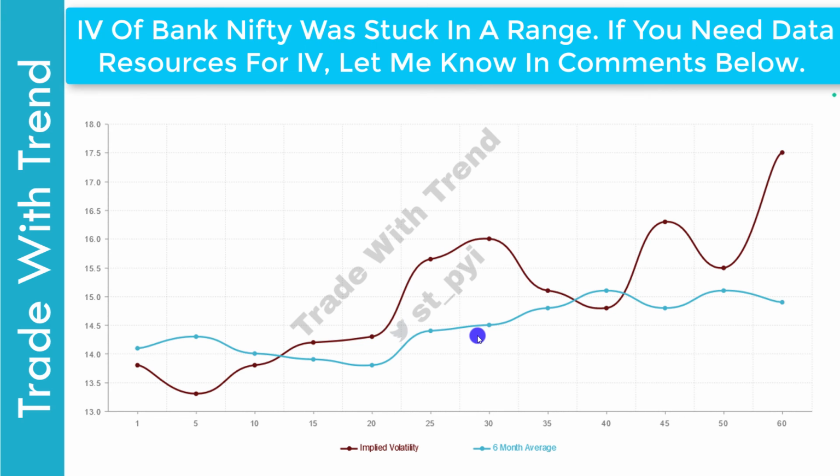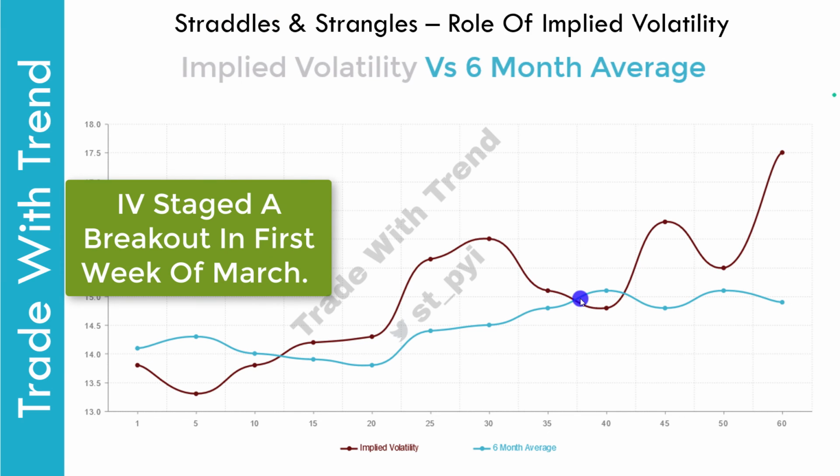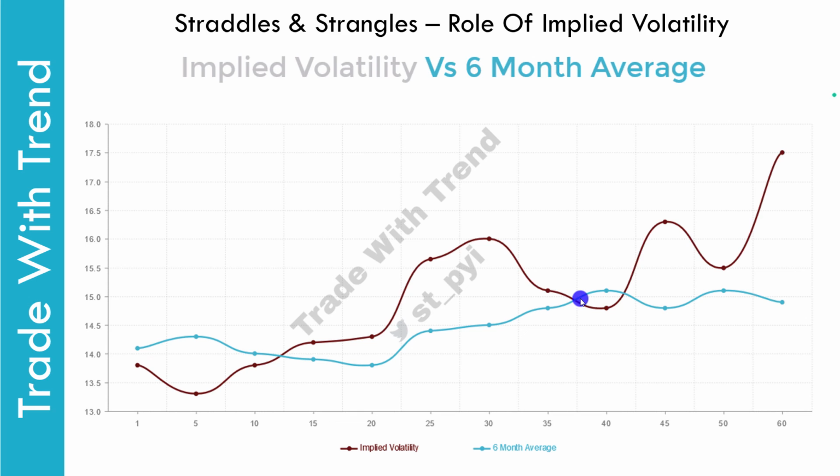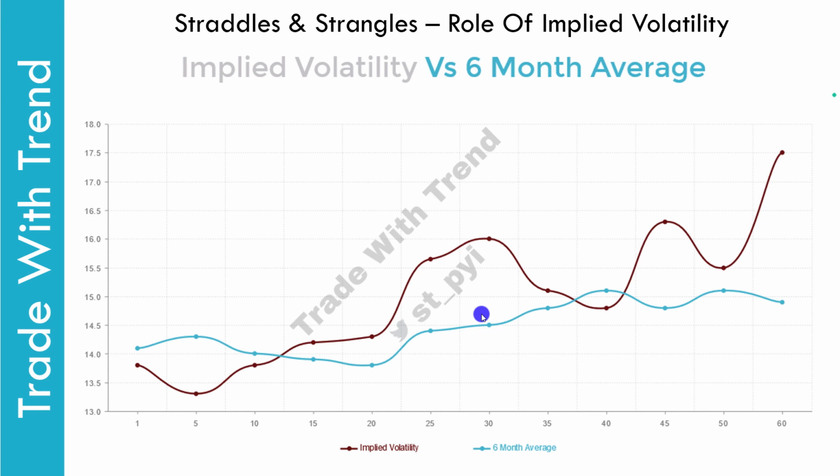However, in the first week of March, IV actually staged a breakout and headed towards the region of 18-20. Now this movement was happening after a long time, and hence this was one of the first signs of premium expansion in the options segment. During this time, IV was also trading above its 6-month average like I've shown on the chart. If you want to buy straddles and strangles, make sure you have price action, IV trend and momentum on your side. You can buy in both bull and bear market.